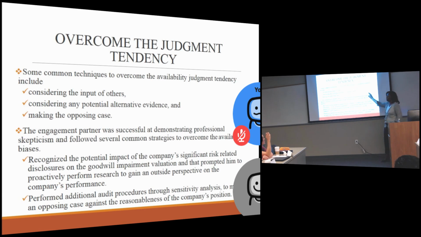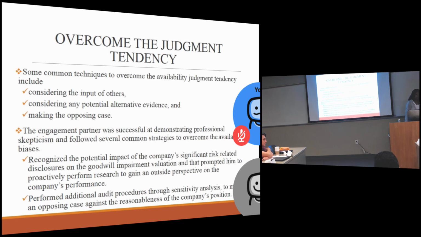So consider the input of others. That's what Nassim did. He looked at additional information, alternative evidence. He looked at what market analysts were saying about the company, and make an opposing case. The opposing case would have been, okay, these assumptions are reasonable, but what other assumptions? Why would these assumptions not be reasonable? What would cause these assumptions to not be reasonable in this instance? So, not just confirming evidence.